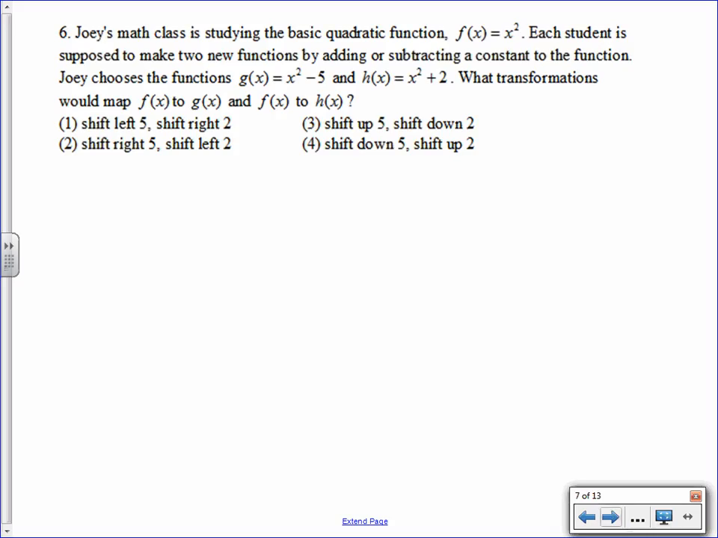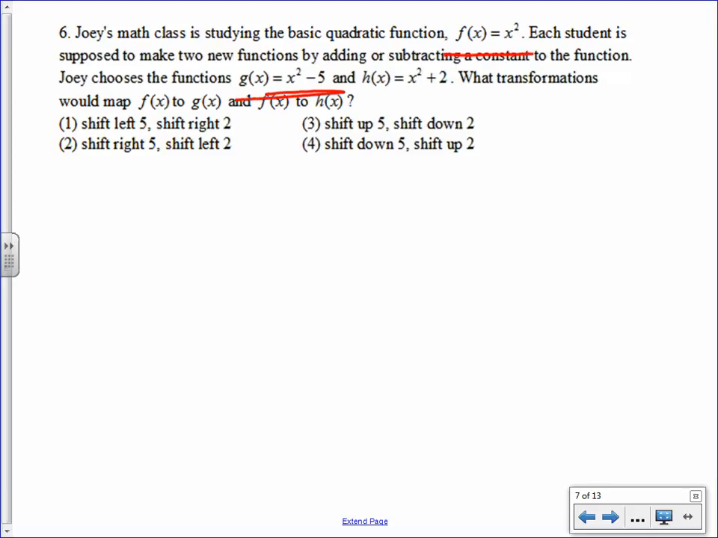Joey's math class is studying the basic quadratic function f of x equals x squared. So this is your initial original function. Each student is supposed to make 2 new functions by adding and subtracting a constant to the function. Joey chooses the function g of x equals x squared minus 5, and h of x equals x squared plus 2. Once I see addition or subtraction, I know it's going to be a translation. So you need to know your rules.